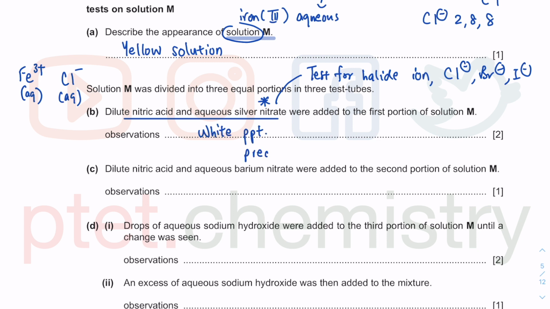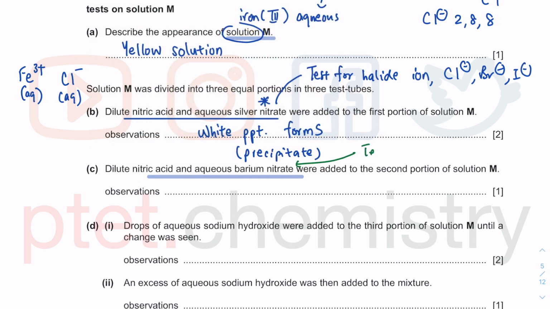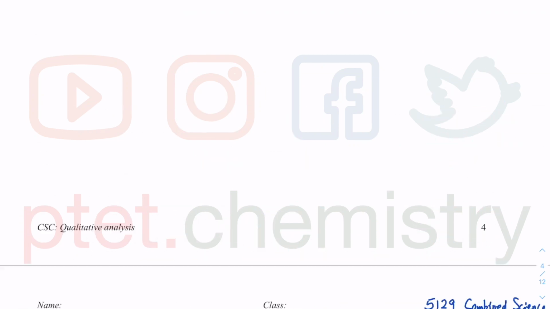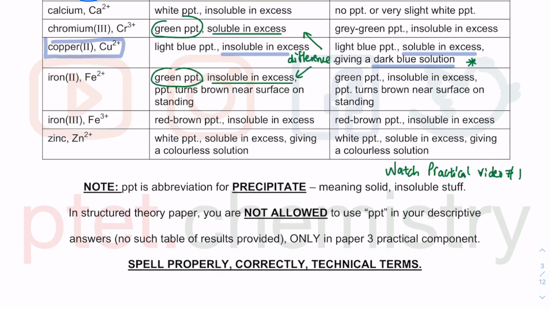If you want, you can spell it out in full, precipitate. Make sure you spell it properly. White precipitate forms. The next one is nitric acid and then barium nitrate. Barium nitrate there is basically the test for sulfate. So we are going to be looking straight onto the table of tests again. Barium nitrate aqueous is the test for sulfate ion, SO4 with 2- as the overall charge. Add nitric acid, add a solution of barium nitrate, and if sulfate is present, you get a white precipitate.